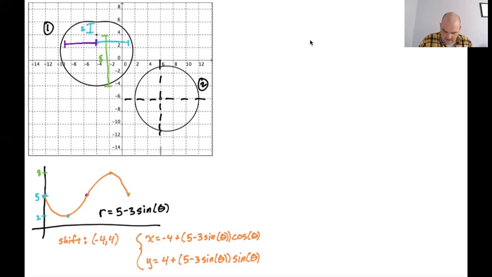So this distance from here to here is 6. And then this distance from here to here is 2, 4, 5. And then this distance from here to here is 4. So positive cosine is going to start out here and then go this way. So I can make my rectangular graph.